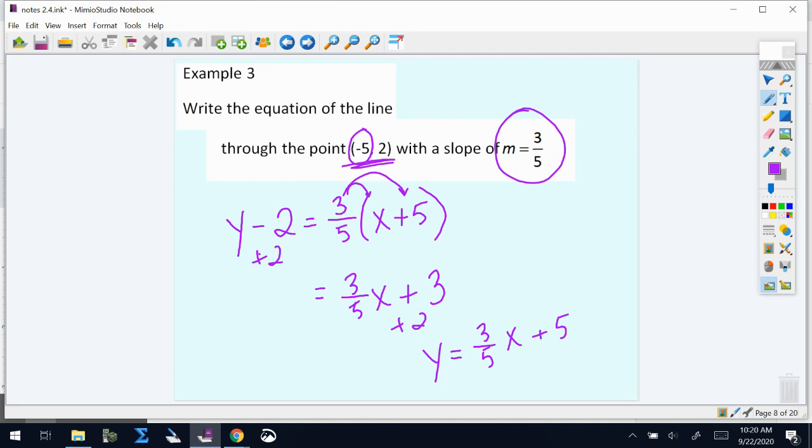So those are all the basic forms you should be comfortable with in today's lesson. When we get together next time, we'll look at a couple other forms and review what we did today.